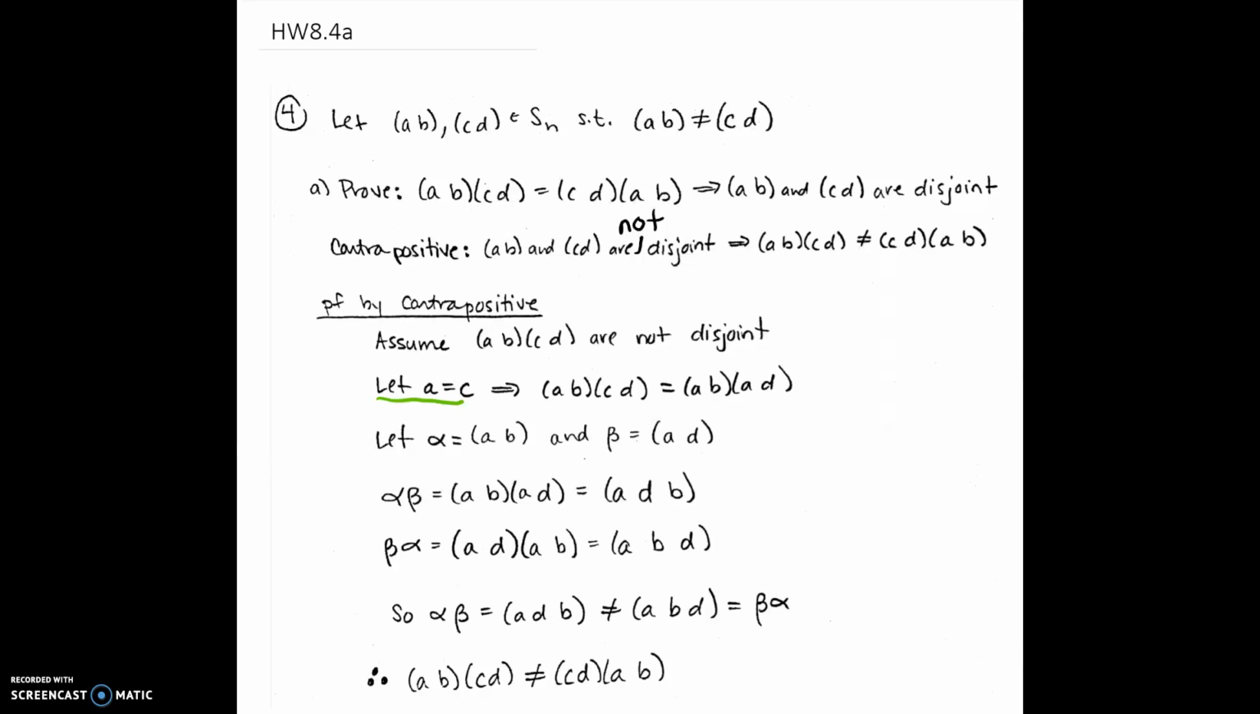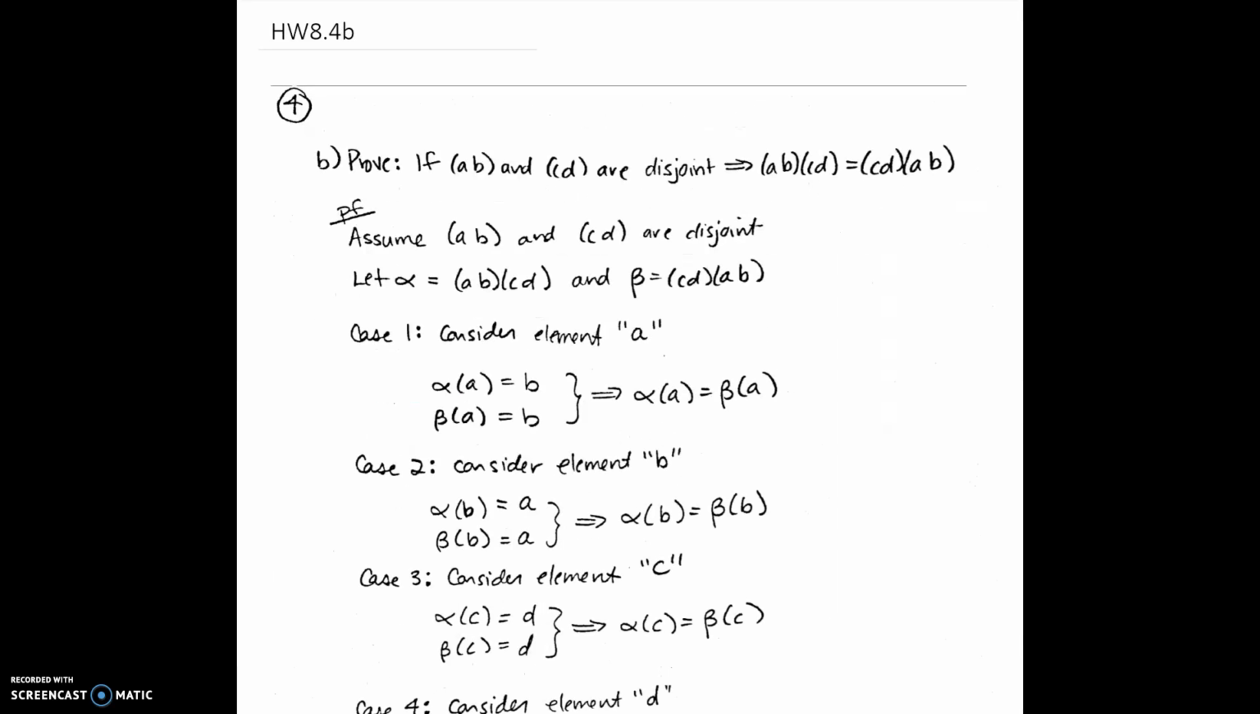Beta alpha would be AD times AB, which is equal to ABD. So alpha beta equals ADB, and beta alpha equals ABD, and those things are not equal. So therefore, ABCD does not equal CDAB. So we proved part A.